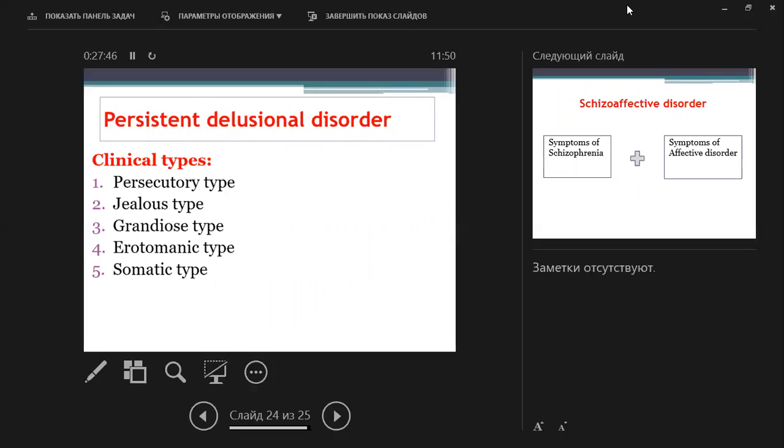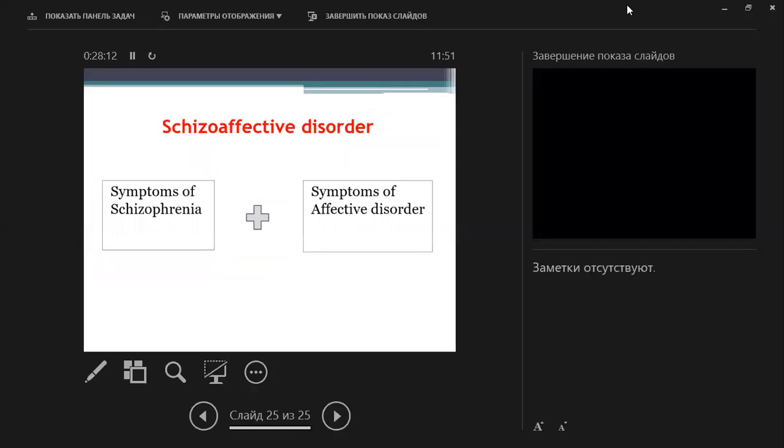Usually in persistent delusional disorder, clinical types, usually we observe delusion of persecution, the persecutory type, jealous type, grandiose type, erotomanic type, and somatic type. Usually these are the main types in a lot of cases, maybe there are other types, but you must use the previous criteria. And the last slide is schizoaffective disorder.